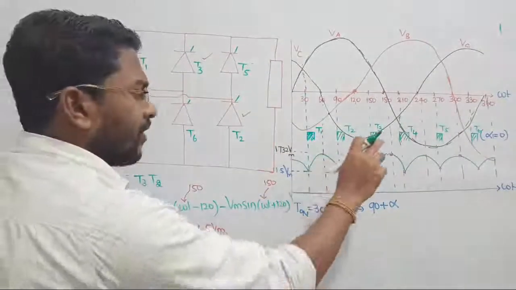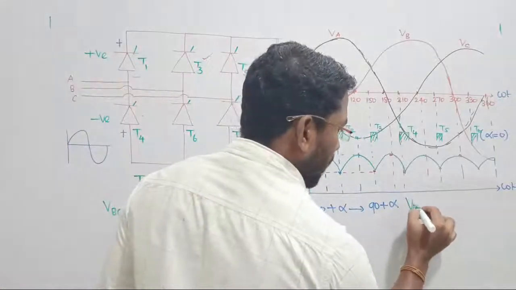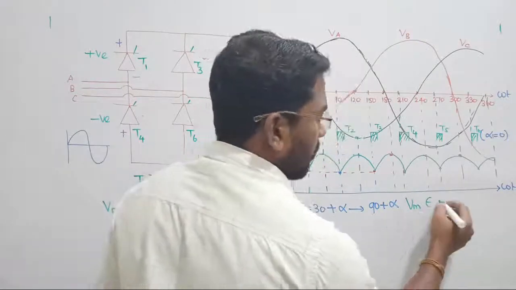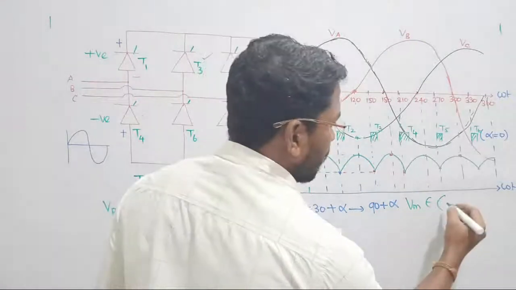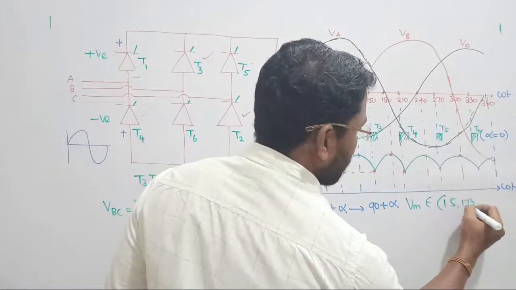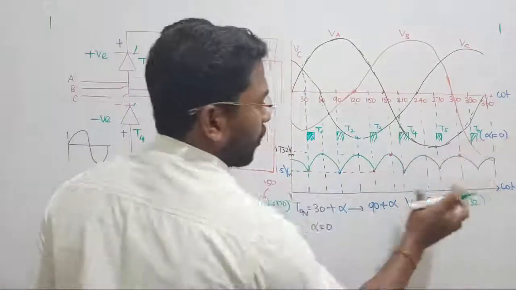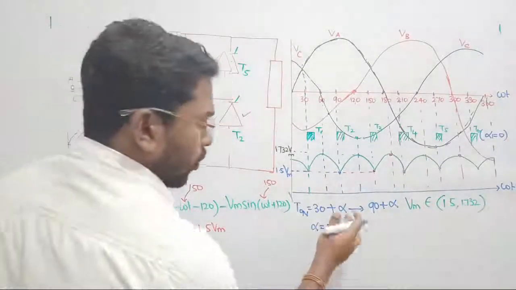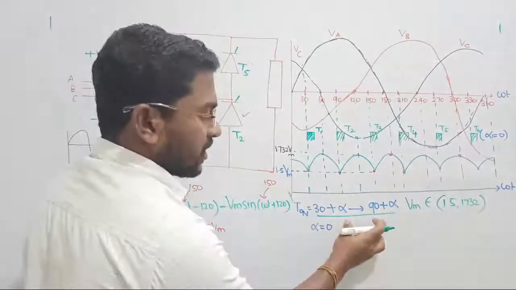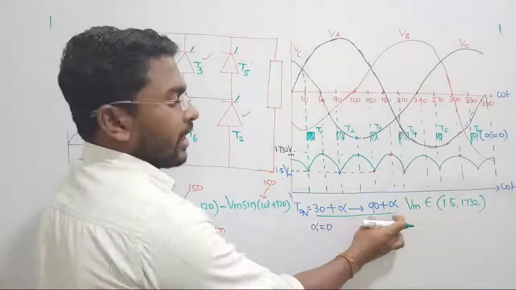So at alpha equal to 0 degree, the maximum and the minimum voltage are bounded between what? 1.5 to 1.732. That is the voltage level when alpha equals 0 degree. And don't forget this: for continuous conduction, the thyristor triggering period is what? We are triggering the thyristor between 30 plus alpha to 90 plus alpha.